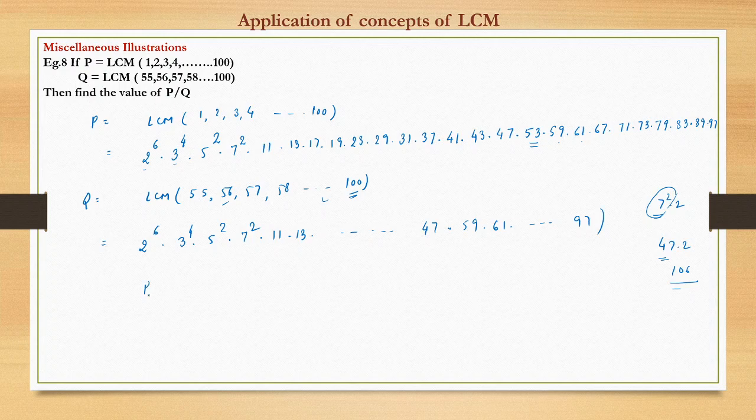So if we have to find p by q, that is nothing but 53, right? p has an additional factor of 53, which is not there in q. So the answer would be 53. So this used the very basic concept of LCM. How do we find the LCM? It is the highest power of a prime number, the highest index of a prime number, which is contained in the numbers. Using that, we found this answer.